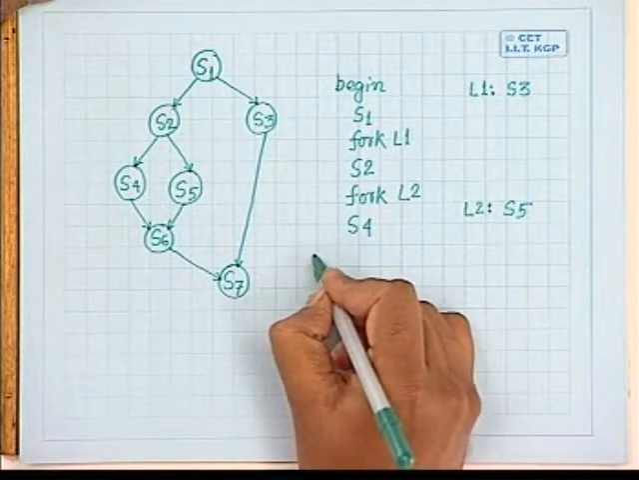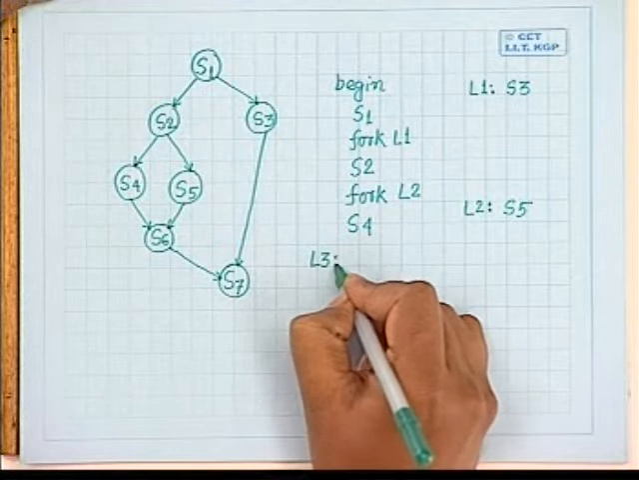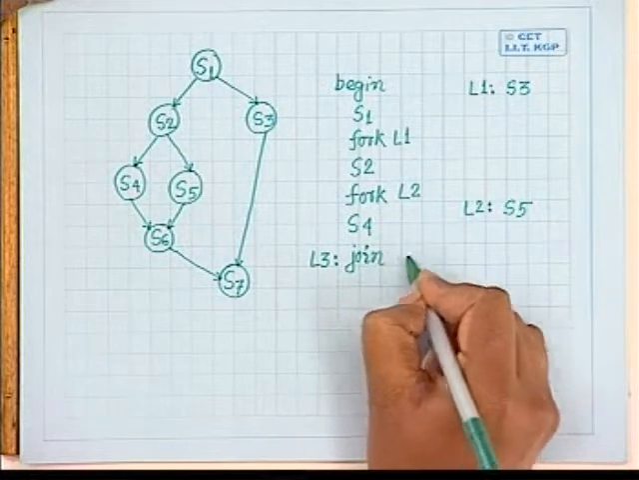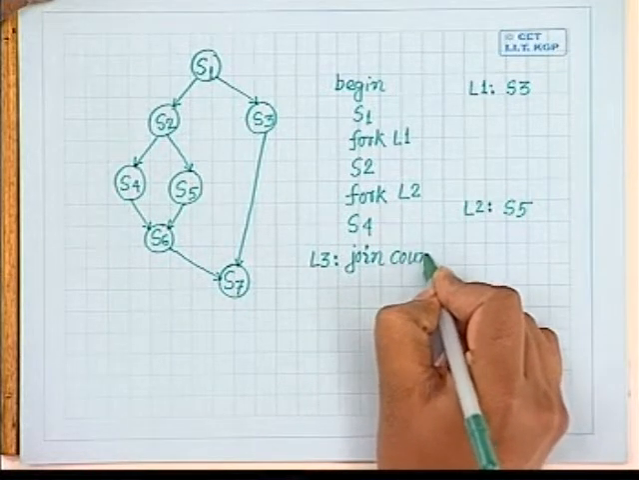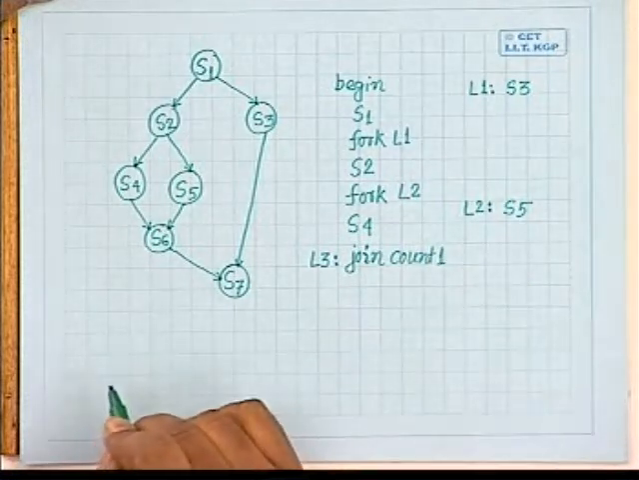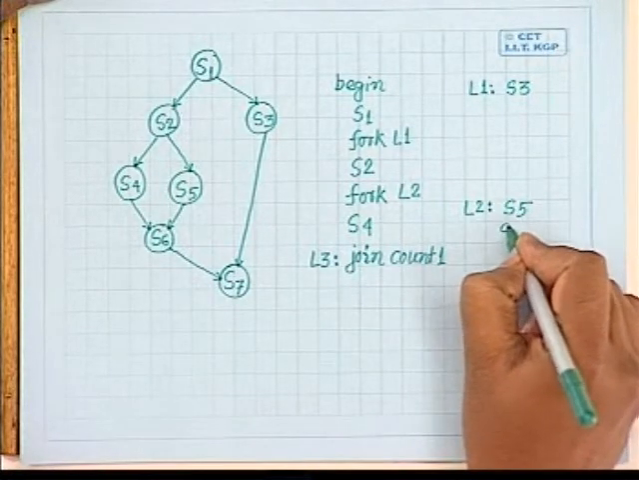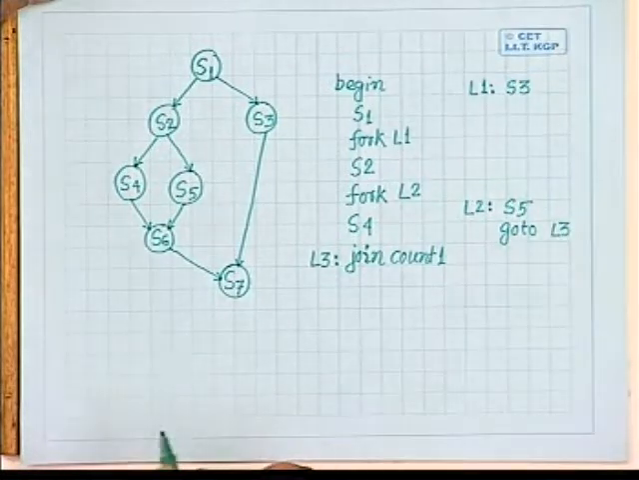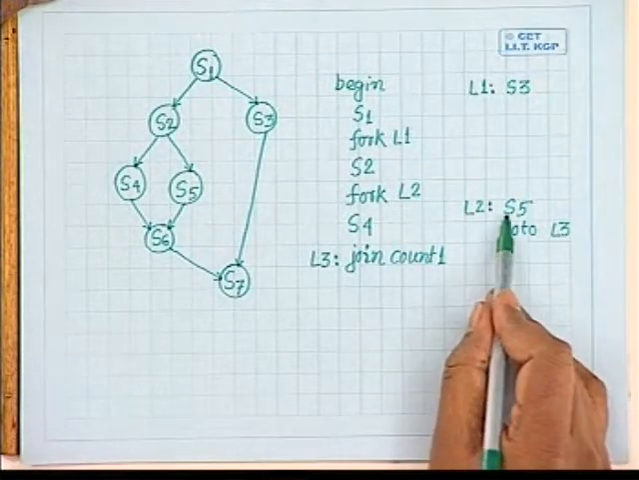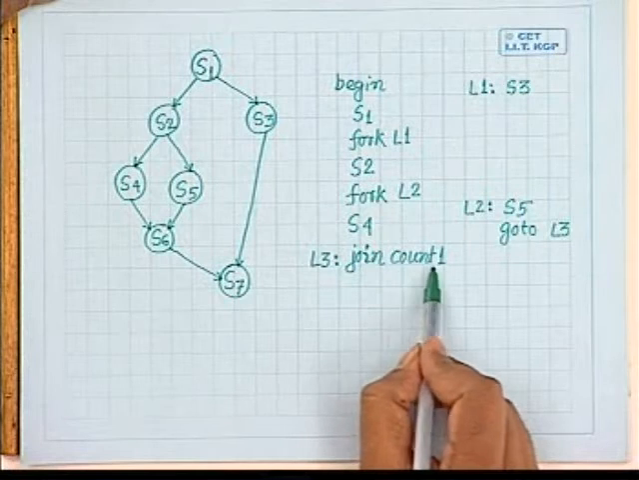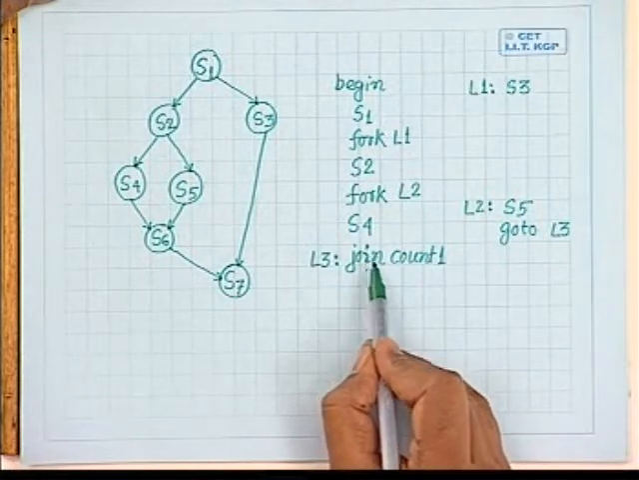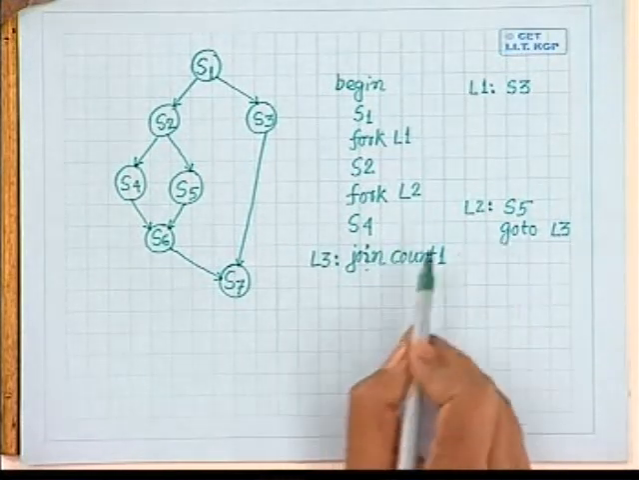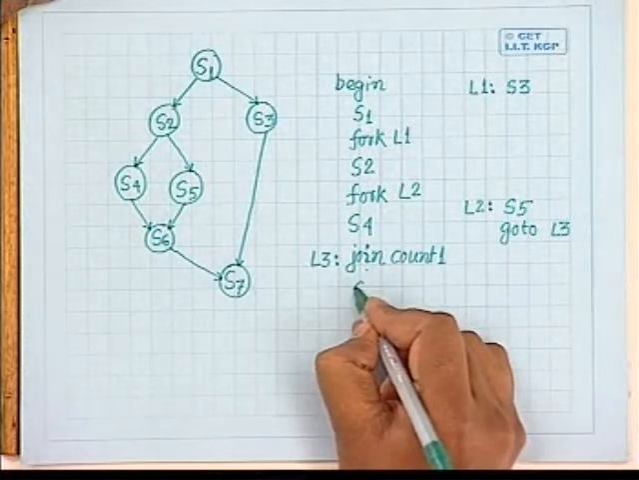Now after completion of S4 and S5, two processes are to be joined. So I'll have label, say, L3. At L3 I put join count 1. And after S5 I put go to L3. So after completion of S5, the process comes here and executes join count 1. After S4, this process comes here and executes join count 1. One of these two will be terminated, and the one which survives will continue and execute S6.